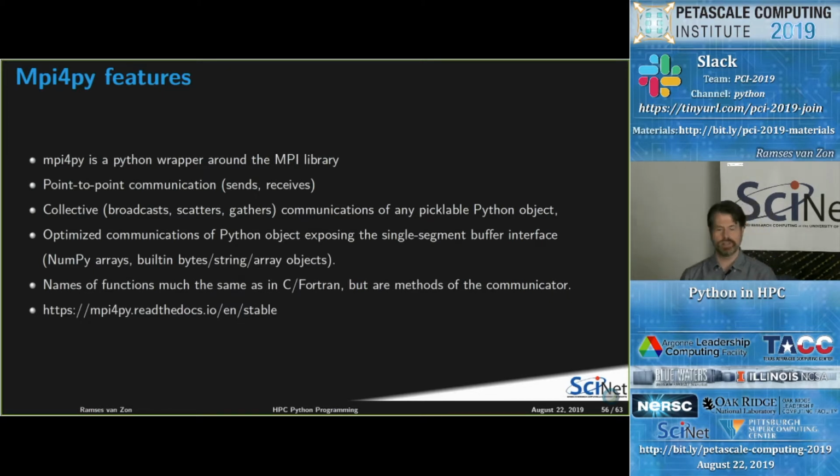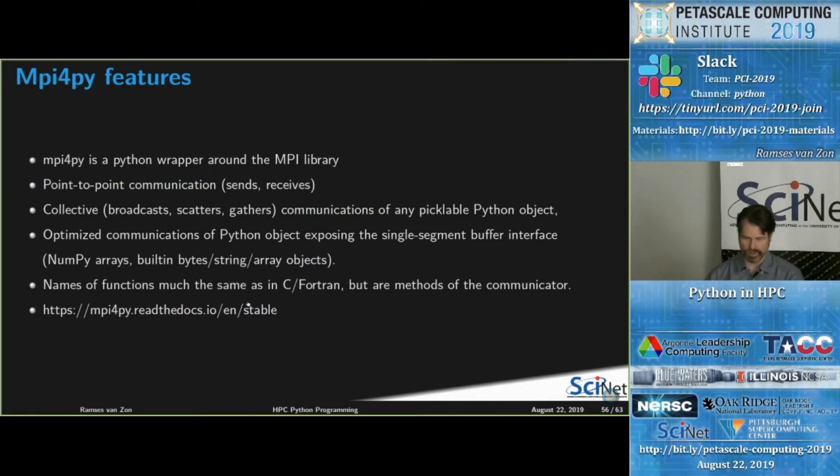So it can do pretty much everything that MPI can do: point-to-point communications, so sends and receives. You can do collectives, broadcasts, gathers, what have you. It has a facility for optimizing NumPy array communication. And the reason that you might want to do that, we'll see in a second, is that by default, the communication has some overhead to do MPI in Python, but you can get around that.